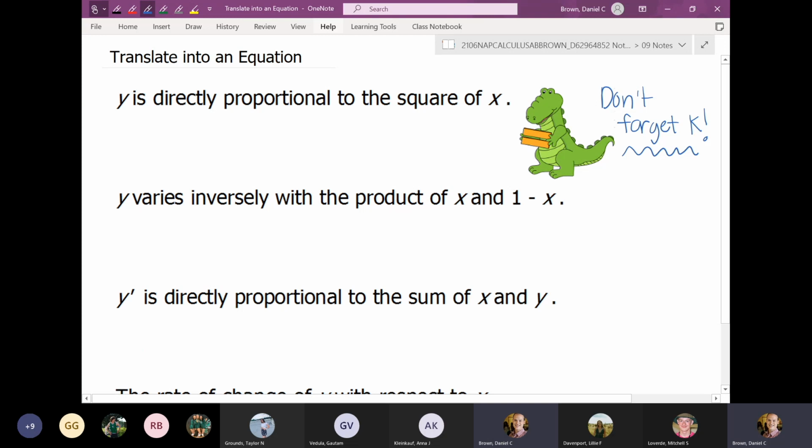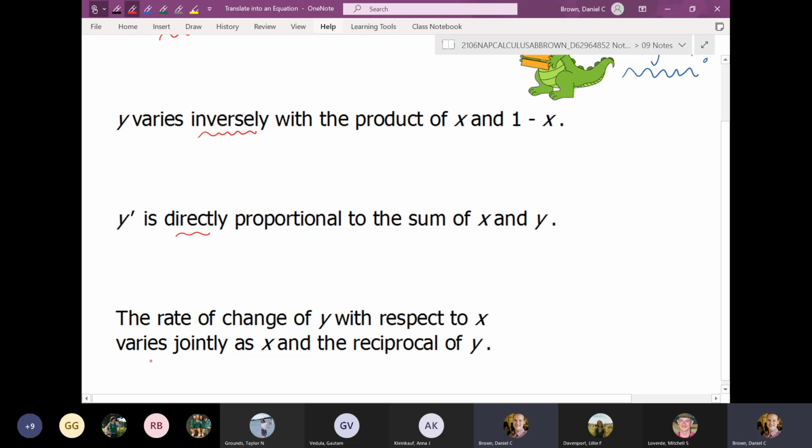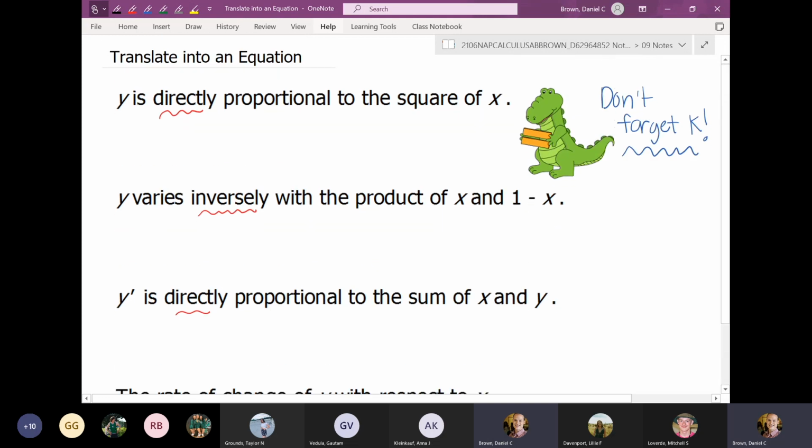Especially when we start solving them, you'd want to make sure there's a k there so you have things to actually solve for. And again, key phrases that tell us what we're looking at are directly, inversely, jointly, and things like that.